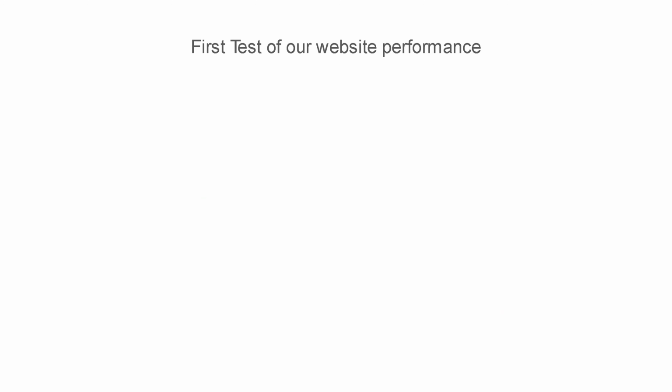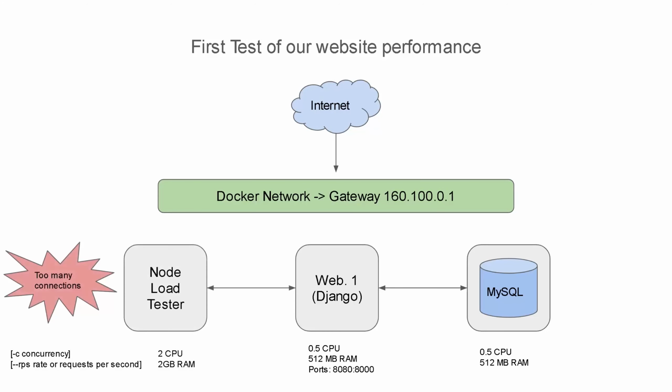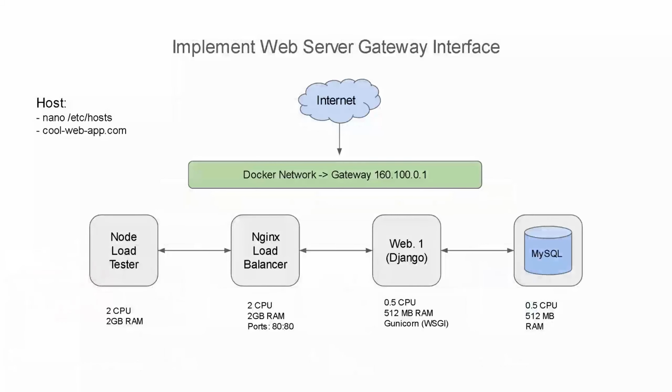We will start our Django web application with Docker and we will make sure that everything is running okay. Our next step will be to test the performance of our web application and we will identify its limits. Then we will add an Nginx load balancer and gunicorn to run our Django application and assess the impact that they have on our website's performance.